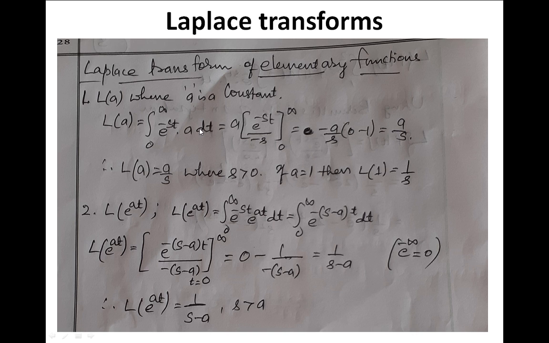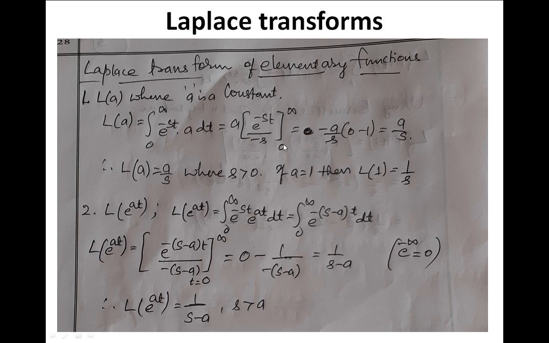Integration of e to the power minus st with respect to t is what? E to the power minus st divided by minus s, and the limits are between 0 to infinity. Therefore, keeping minus a upon s outside, e to the power minus infinity is what? Put t equal to infinity. What happens here? E to the power minus infinity is always 0.